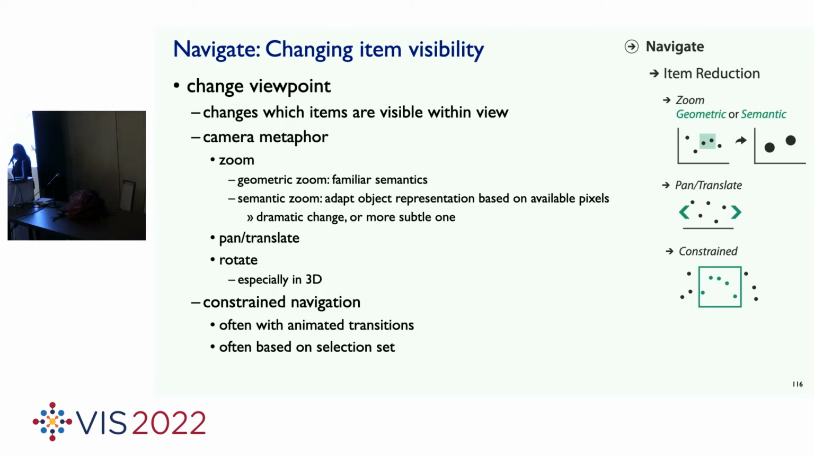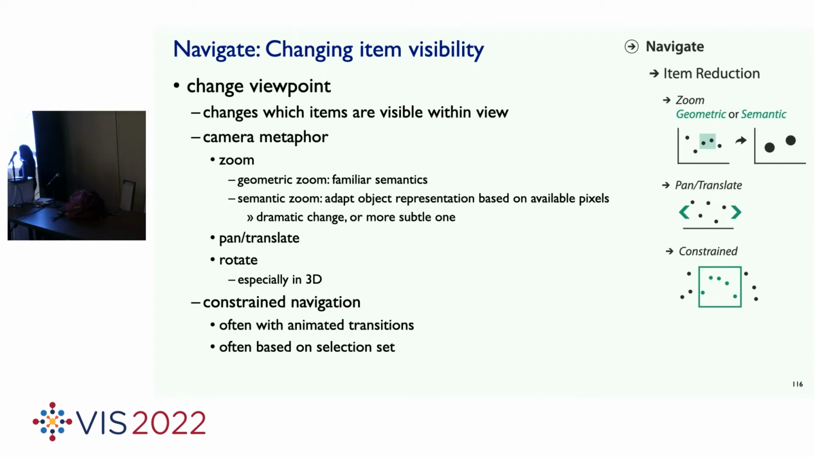We can also simply pan or translate. Rotation is particularly important to do in 3D. When you have 3D spatial data, you're almost always going to want to support full rotation. If you don't have 3D data, that tends to be much less interesting in a 2D context.